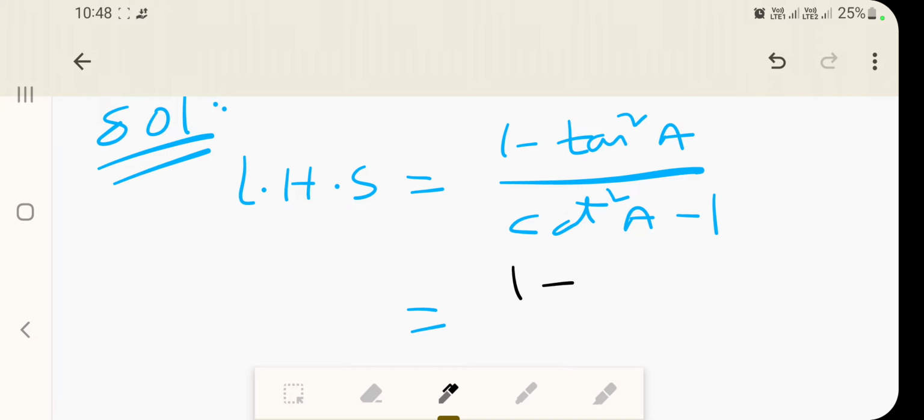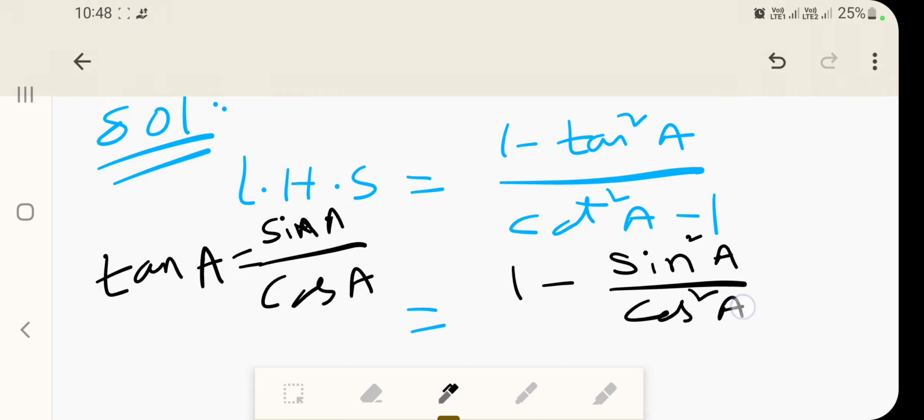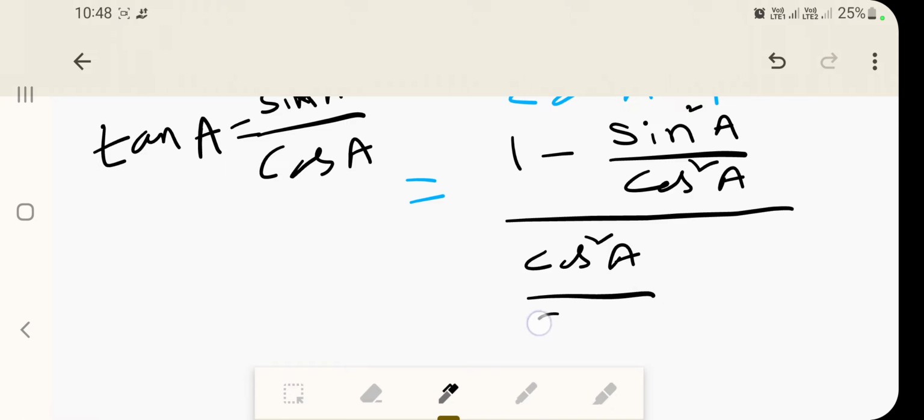So 1 minus tan square A, we can write tan square A as sin square A by cos square A, because we know that tan A is sin A divided by cos A. Tan A is nothing but sin A divided by cos A, whole square, so we can write it as sin square A divided by cos square A, whole divided by cot square A, which can be written as cos square A divided by sin square A.